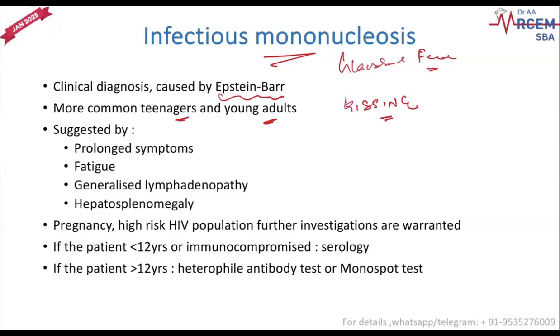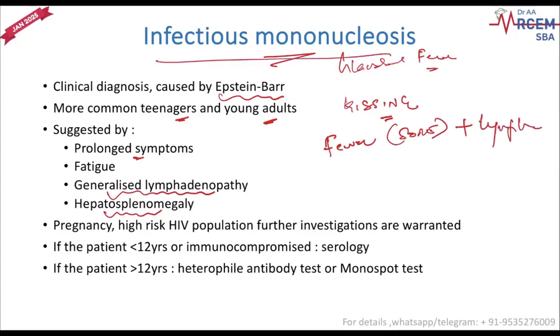When do you suspect it? When the patient is having prolonged symptoms and fatigue associated with generalized lymphadenopathy. It is not only restricted to the cervical region, it is a generalized lymphadenopathy that the patient is having. Along with it, the patient will have splenomegaly or hepatomegaly might be present. So anyone who is having a fever, along with it a sore throat, that is pharyngotonsillitis, plus generalized lymphadenopathy, you are always suspecting infectious mononucleosis in this patient.